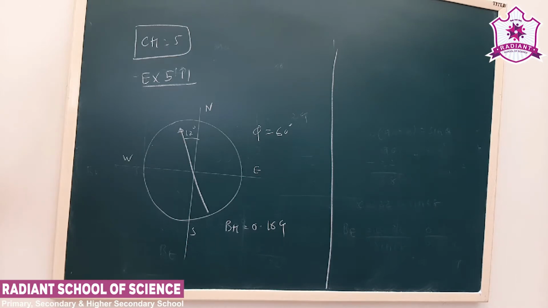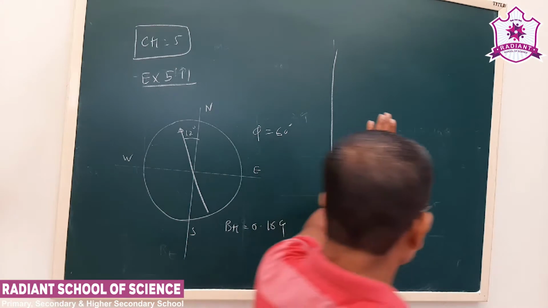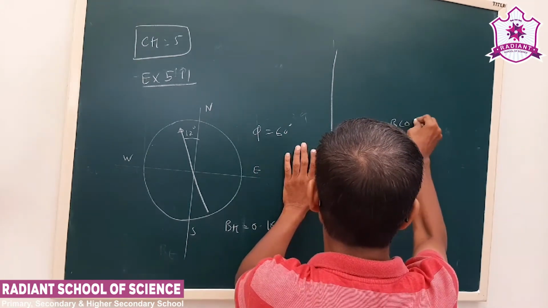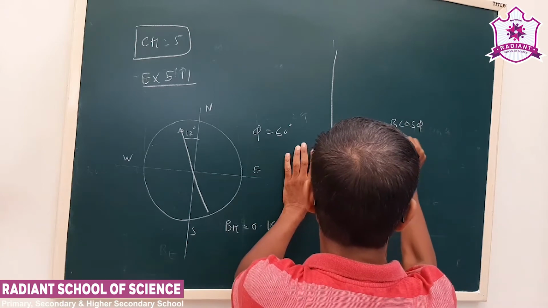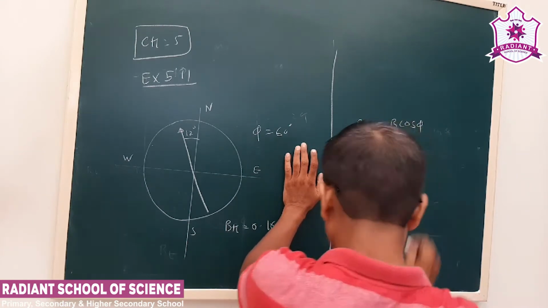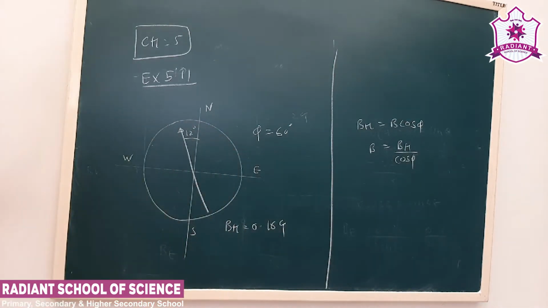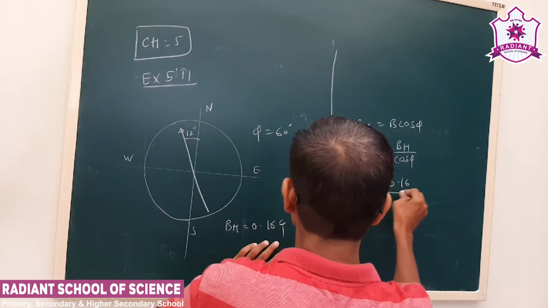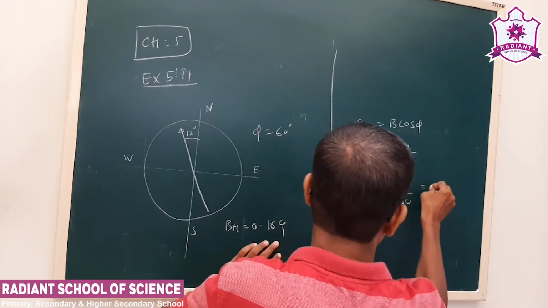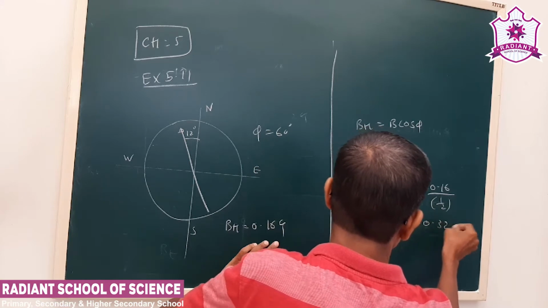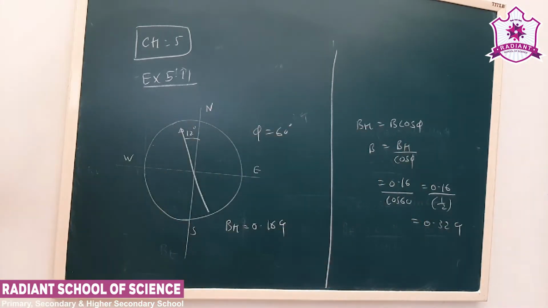Now see, the magnetic dip angle is an angle made in the magnetic meridian, by using which we can find out the Earth's magnetic field. See our formula: horizontal component BH equals B cos phi. Okay, now BH is given as 0.16, B is 0.32 cos 60, value is 1 by 2. Okay, that is 0.32 Gauss.